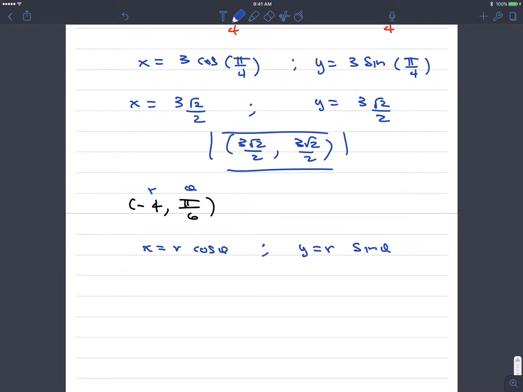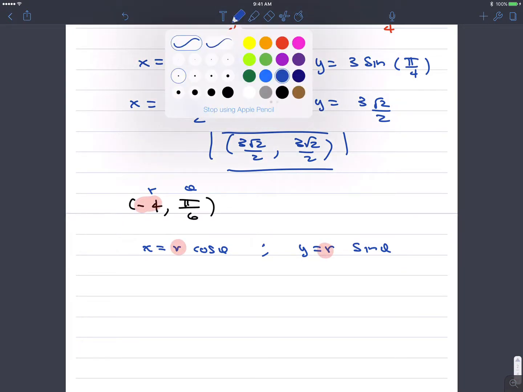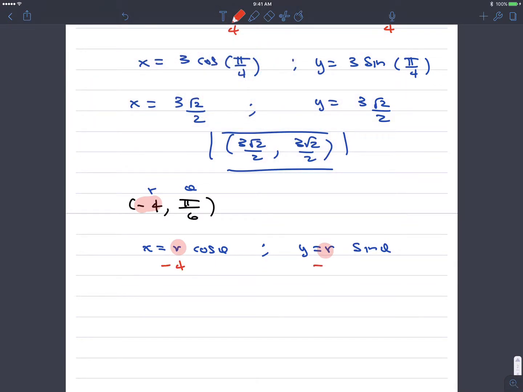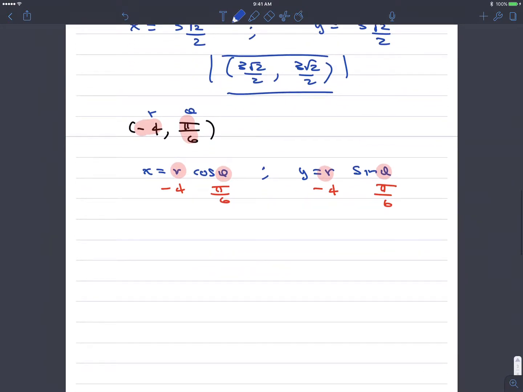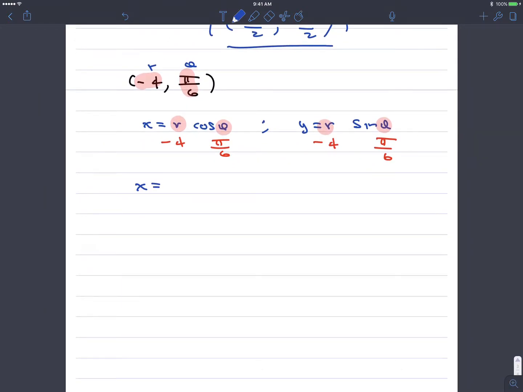Okay, what's r going to be? Anybody know what r is? Negative 4. So wherever there's an r, we replace it with negative 4. And what is theta? Pi over 6. So wherever there's a theta, replace it with pi over 6. So let's see what happens here. x is negative 4 cosine pi over 6. y is negative 4 sine pi over 6.